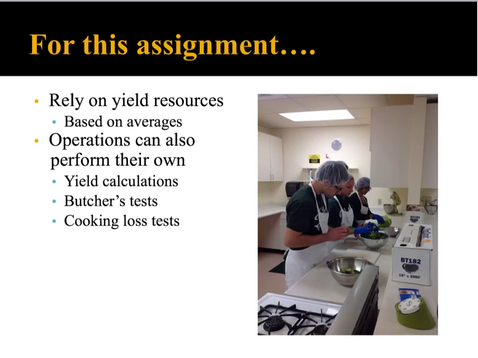Butcher's tests are similar measurements of meat as purchased with trim that reflects the standards of the system. And cooking loss tests take food to the next step, measuring the shrinkage that occurs in many foods as moisture is lost in the cooking process.